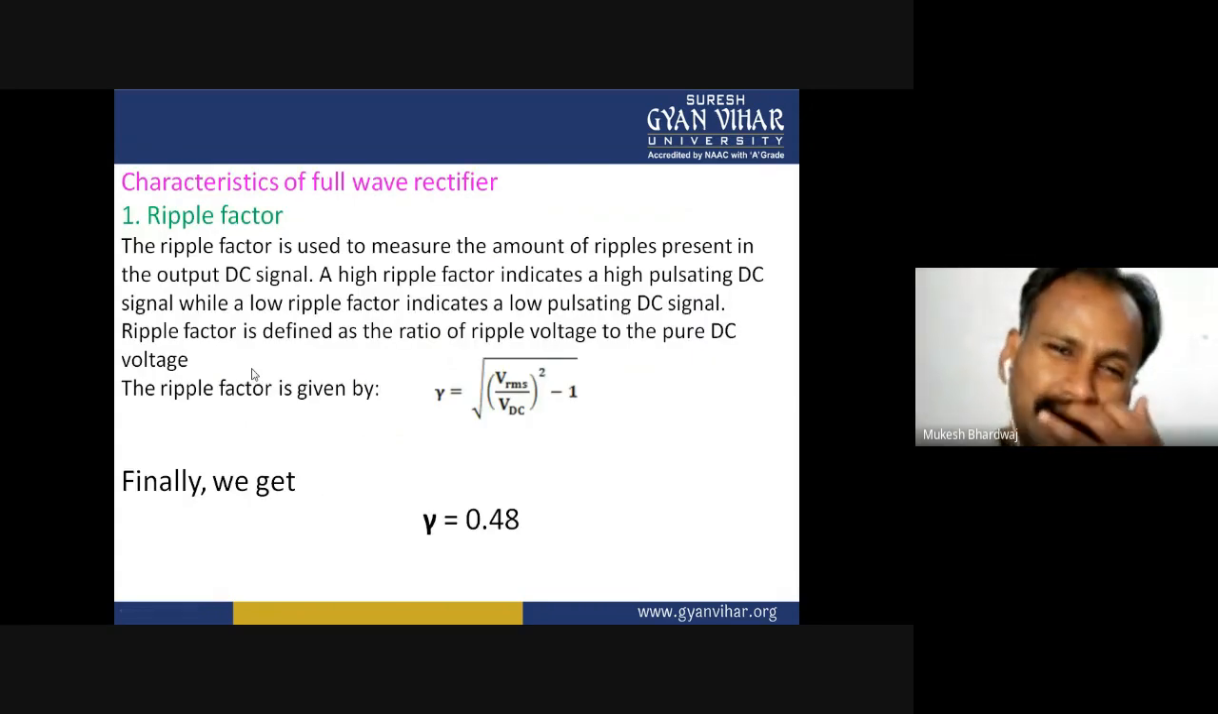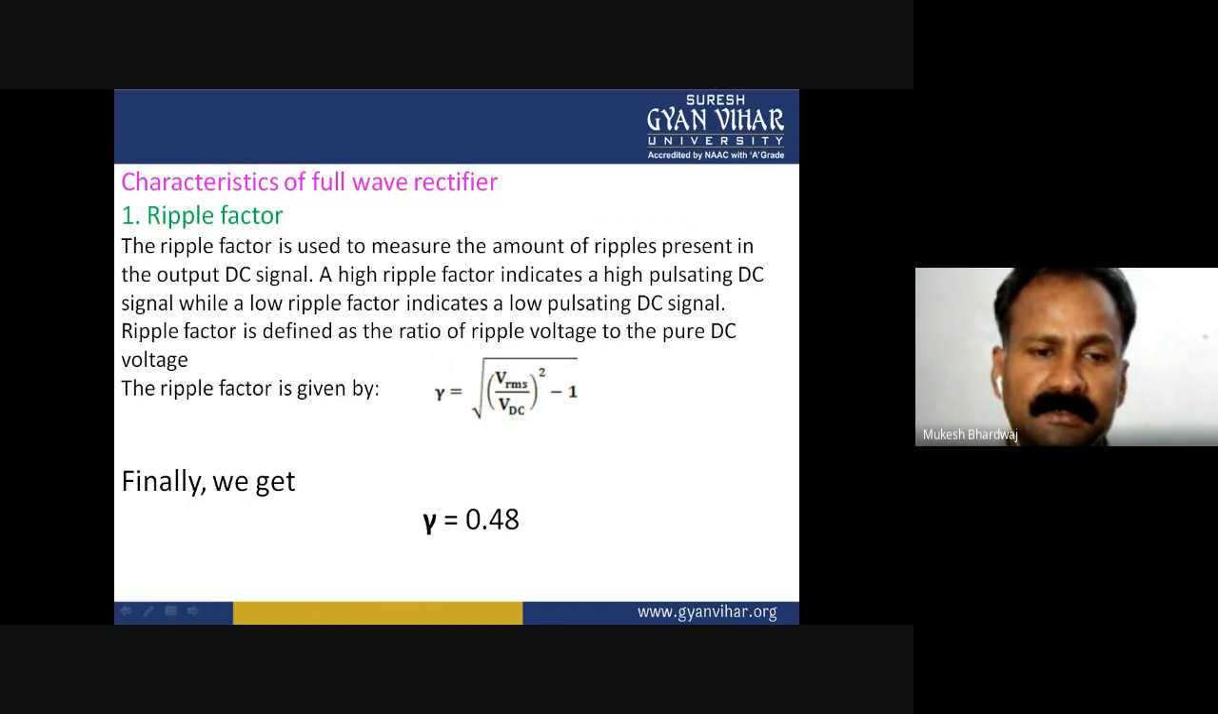Now the characteristics of the full wave rectifier. As we discussed the characteristics in the half wave rectifier, similarly the characteristics need to be discussed for the full wave rectifier. The ripple factor is used to measure the amount of ripples present in the output DC signal. A high ripple factor indicates a highly pulsating DC signal, while a low ripple factor indicates a low pulsating DC signal. Ripple factor is defined as the ratio of ripple voltage to the pure DC voltage. The ripple factor is given by gamma equals root of (Vrms upon Vdc) whole squared minus 1. And finally, we get ripple factor equals 0.48.